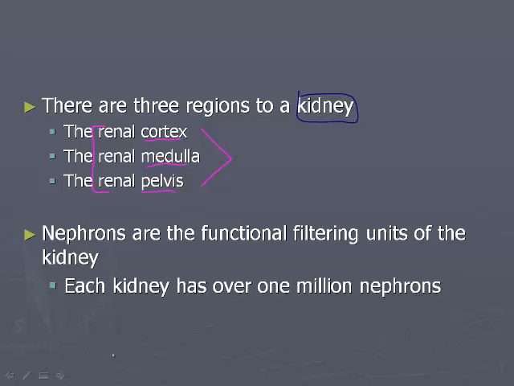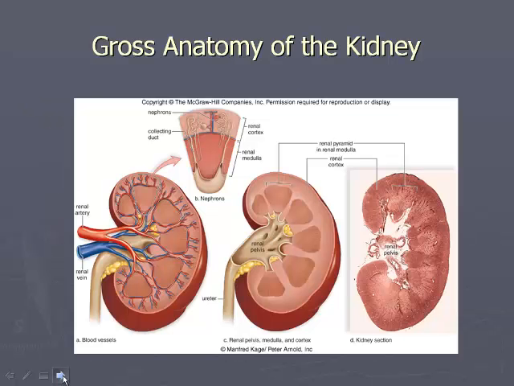And what we need to think about is that there's a big part here called a nephron. And the nephron is the functioning, filtering part of the kidney. And then for each of these nephrons, for each of the kidneys, there's over 1 million of these nephrons. So there's a lot of things that are doing the filtering. So let's look at what a kidney looks like in terms of a long section.